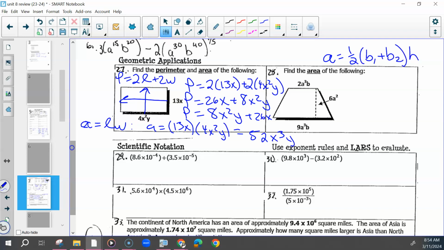This is 1/2 times base 1 plus base 2. It doesn't matter which one you call base 1 and base 2, and then times the height. So again, just combining the terms and multiplying. Any other questions on this page?